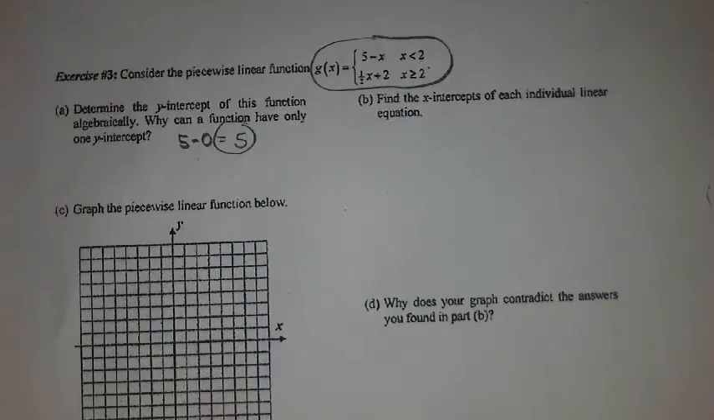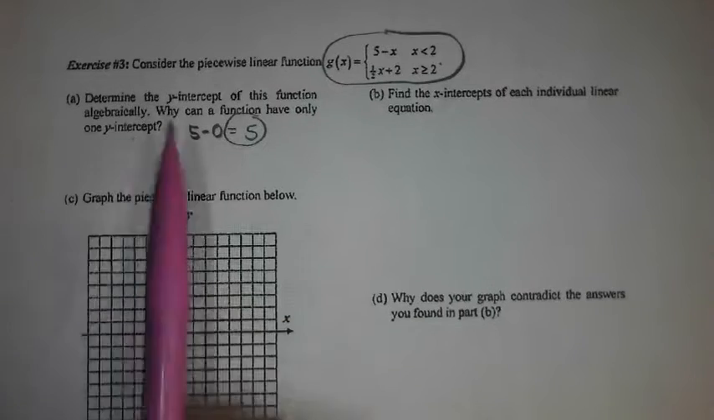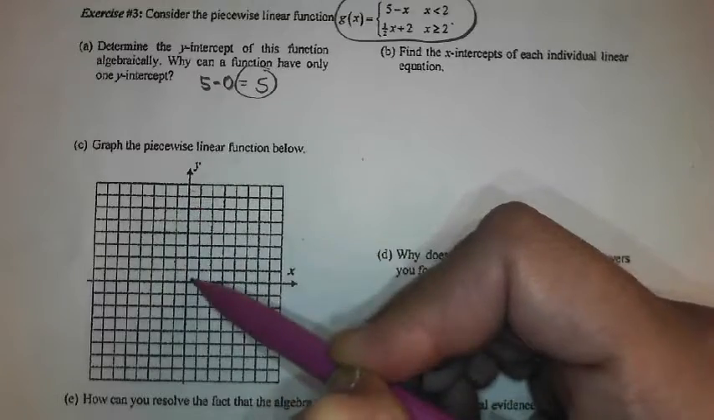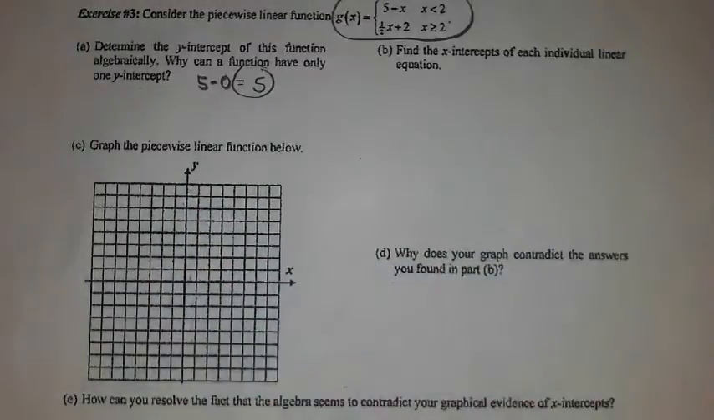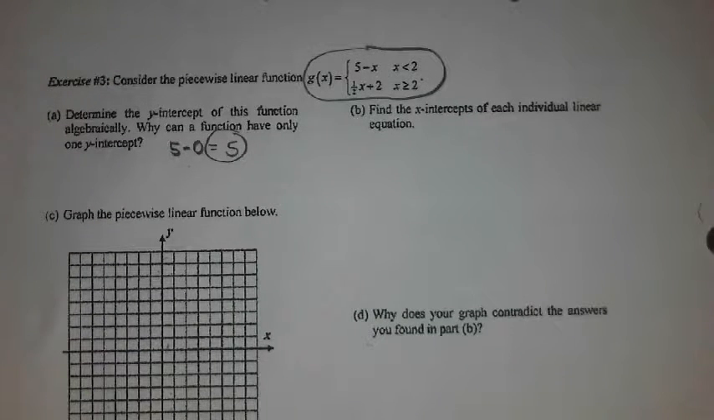The x-intercept is, or the y-intercept rather, is 5. Why can a function only have one y-intercept? I think we kind of talked about that the other day. What was the reason? Because if it had more than one, it would fail the vertical line test. If you had a point here and a point here, 2 different y-intercepts, you'd fail the vertical line test. Good. B says find the x-intercept.